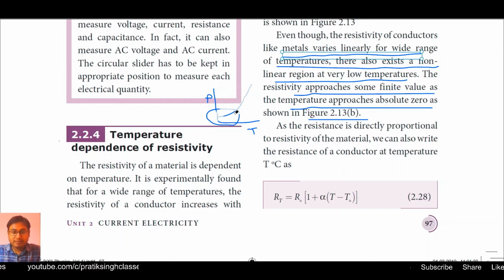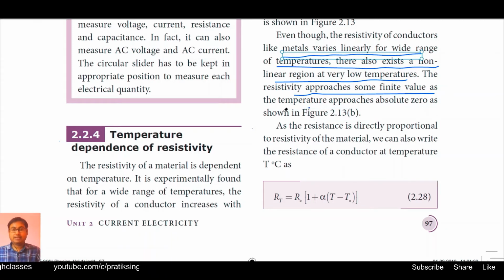Let me erase this so that you are not confused in the theory here. Just a moment. As the resistance is directly proportional to the resistivity of the material, if the resistance increases, resistivity will increase and vice versa.